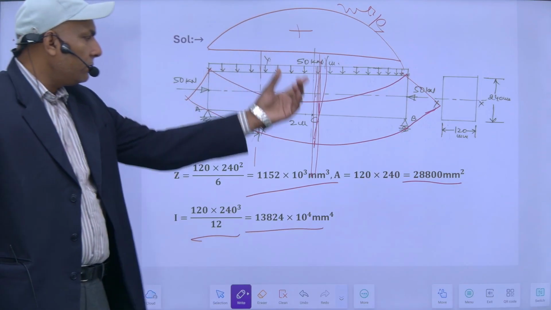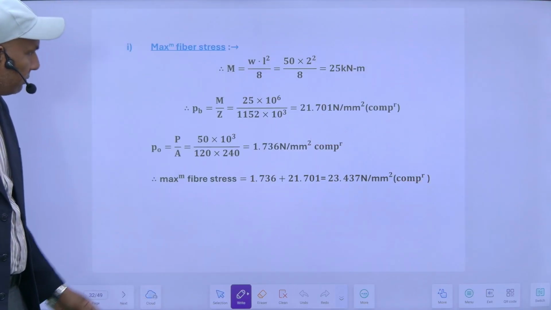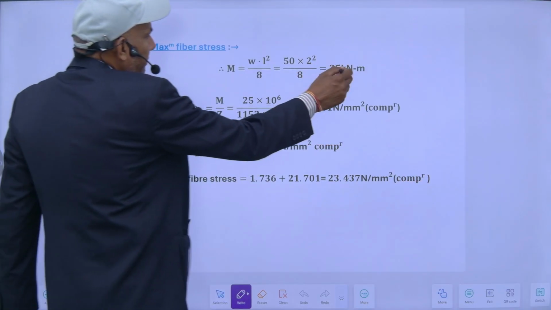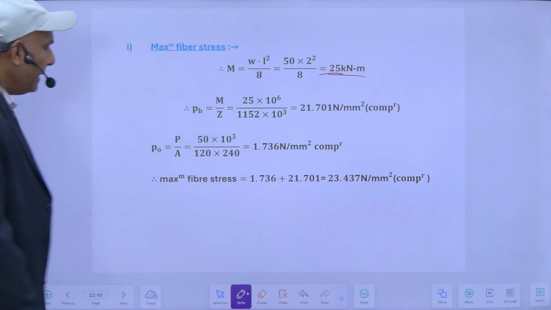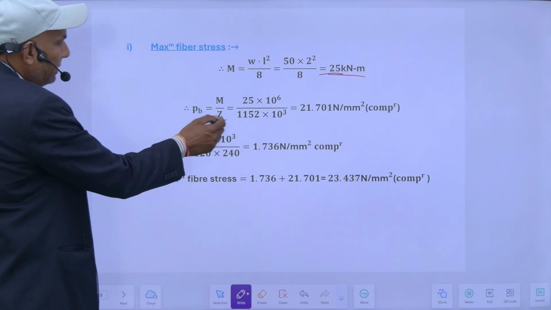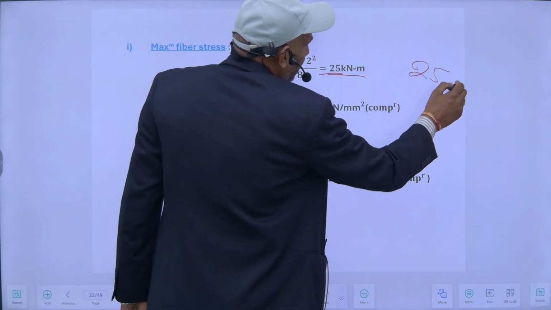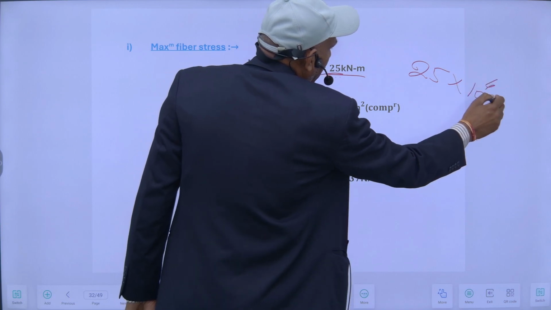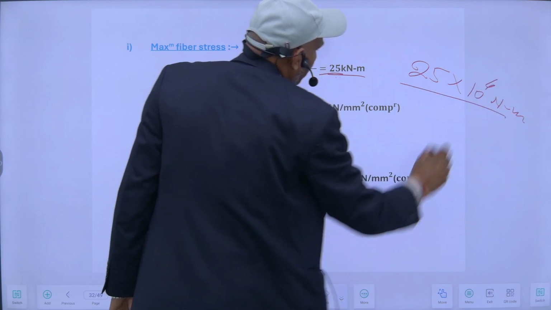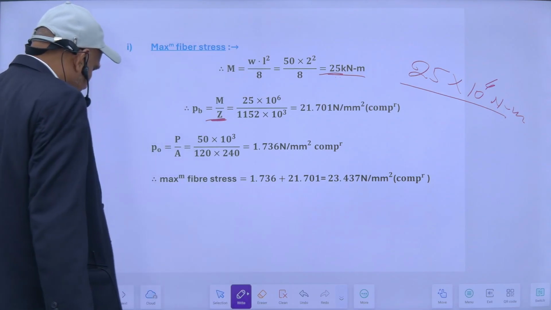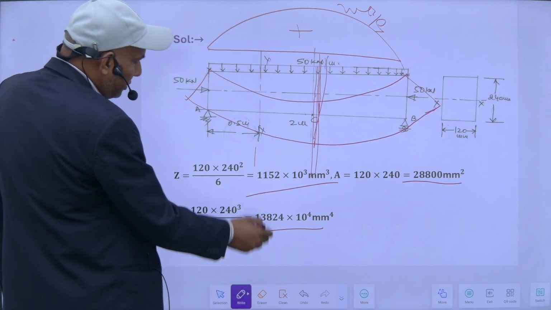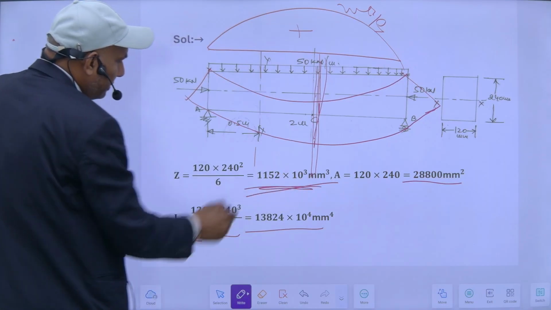So 50 into 2 square upon 8. This will be my maximum bending moment. It is 25 kilonewton meter. Bending stresses will be M upon Z. So the value of M is 25 kilonewton meter, so it will be Newton mm. So M upon Z, where Z is the section modulus. So section modulus Z is equal to this much.